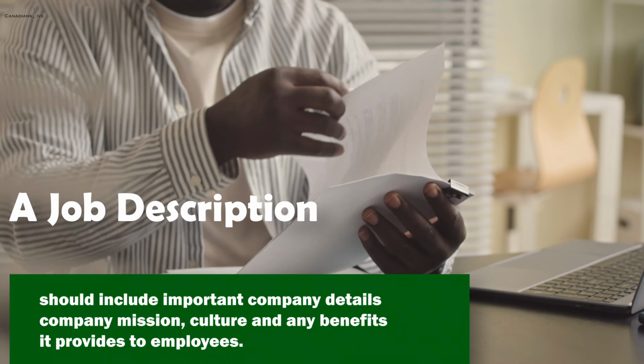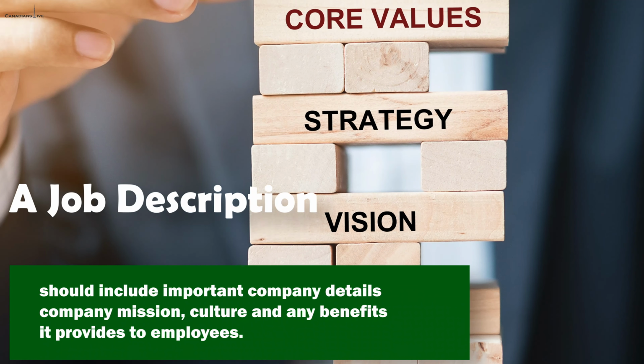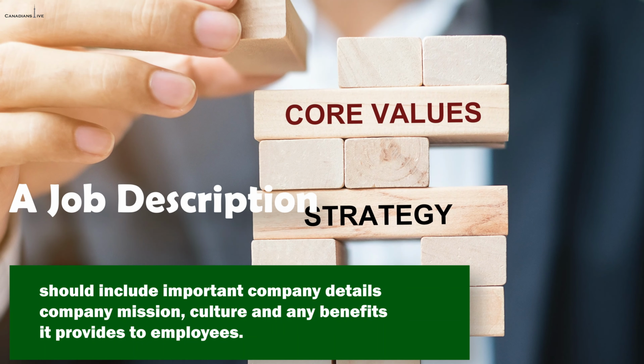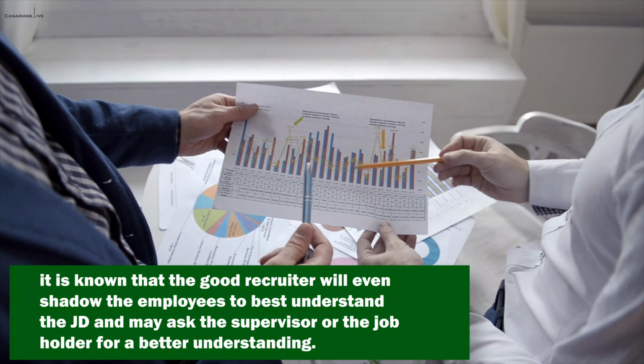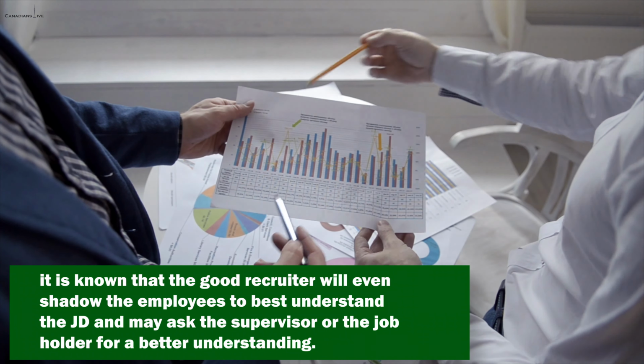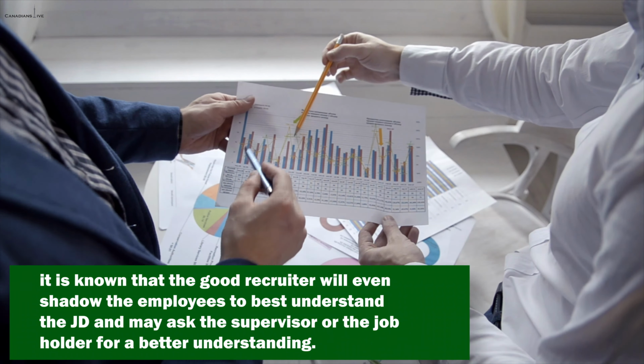A job description should include important company details, company mission, culture, and any benefit it provides to employees. The recruiters should understand the job description, including the job and the job holder parts. It is also known that a good recruiter will even show the employees to best understand the job description, and may ask the supervisor or job holder for a better understanding. In this way, the recruiter will have information that is not to be found in documents.